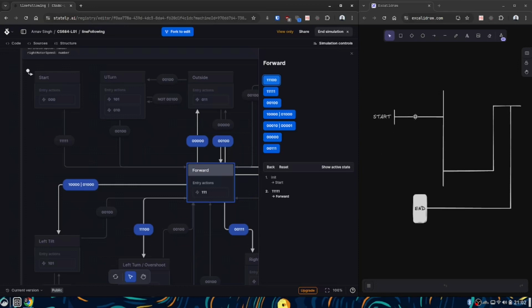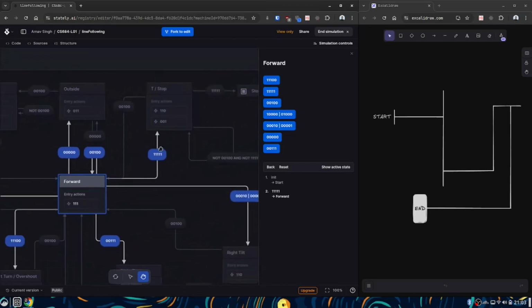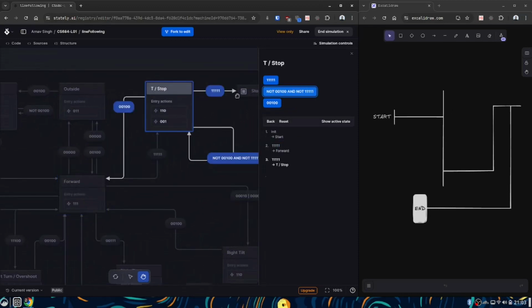For instance, suppose the robot is at this point, then here it will sense 0, 0, 1, 0, 0, and that will correspond to this looping transition here. This will keep triggering until the robot makes its way here. And at this point, the sensor input will be 1, 1, 1, 1, 1, all ones. In that case, it will transition to this state, which is the T state or the stop state. The reason we have distinguished between those is because 1, 1, 1, 1, 1 can also happen in a case where the robot is at the end of the line, but we'll come to that later.